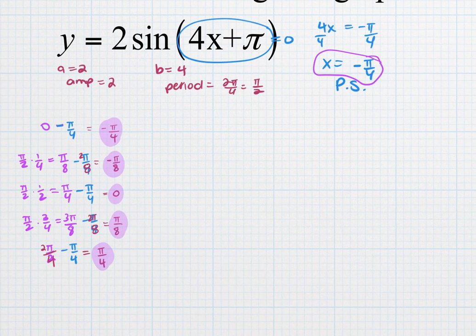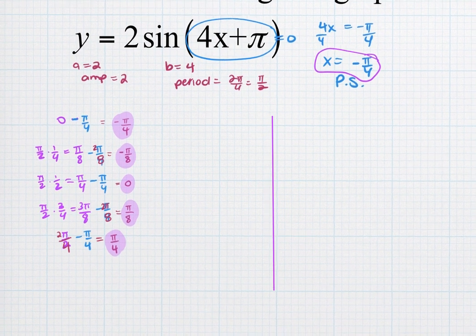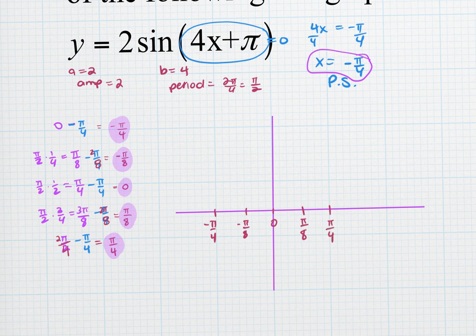Note this time I've got negatives in here, so I want to make sure I give myself room to the left and to the right of my y-axis. So I have a key point at 0, and then I want to go negative pi over 8, negative pi over 4, so they're equally spaced. Then go back the other way, positive pi over 8, positive pi over 4.